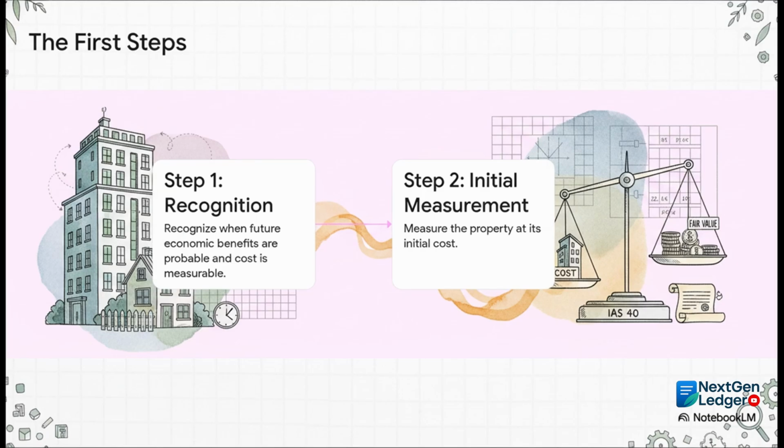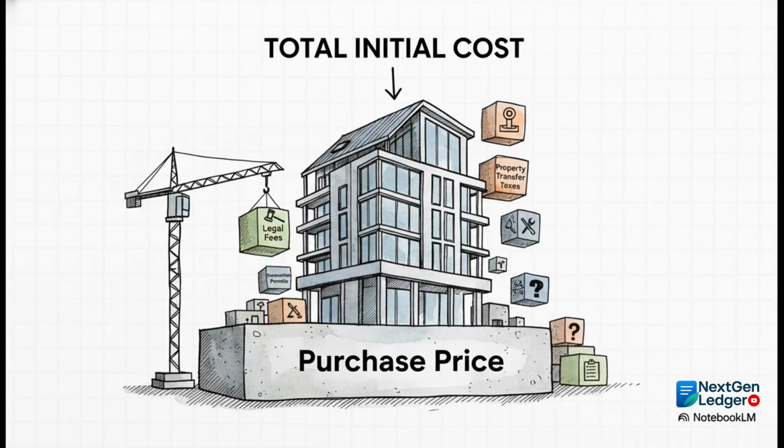If you can't do both of those, you can't recognize it. Then, step 2 is initial measurement. This is where you actually put a number on it. And this is a really important point.